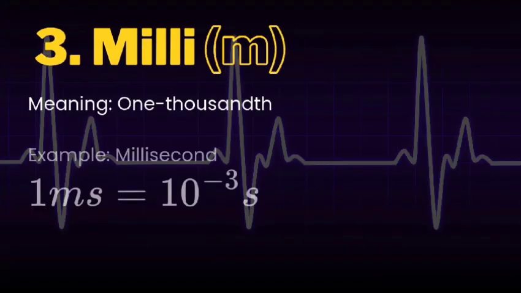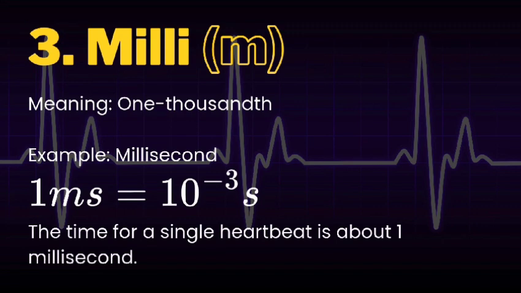Number 3, milli means 1,000th. For example, millisecond. 1 millisecond is equal to 10 raised to power minus 3 second. The time for a single heartbeat is about 1 millisecond.